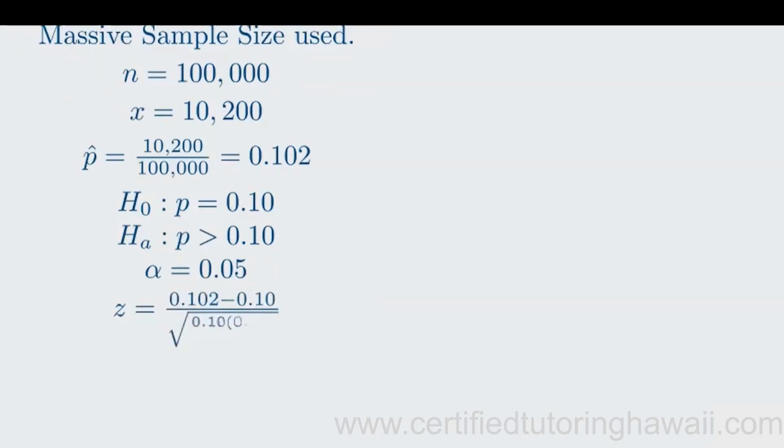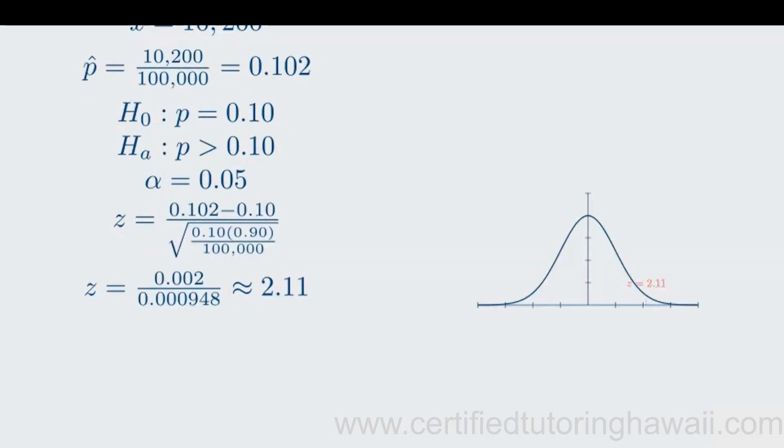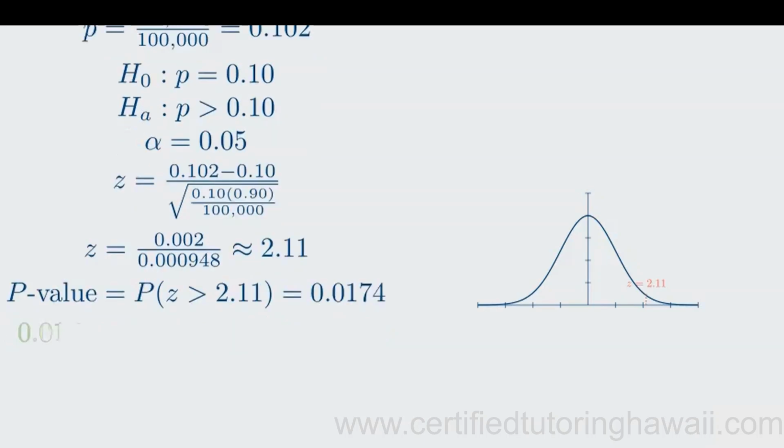We calculate our z-statistic. We take the difference between 10.2% and 10%, then divide by the standard error based on the null proportion. Simplifying the denominator gives us 0.000948. This leads to a z-score of 2.11. The p-value is the probability of getting a z-score greater than 2.11. Using technology, we find this is 0.0174. Since 0.0174 is less than 0.05, we reject the null hypothesis. We have convincing evidence that the new color increases the click rate.